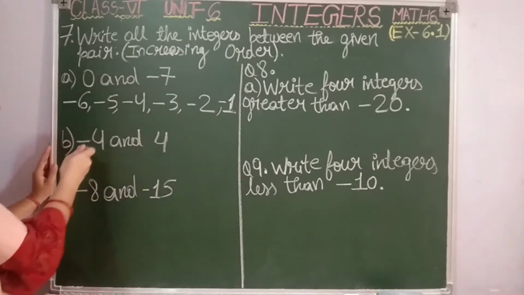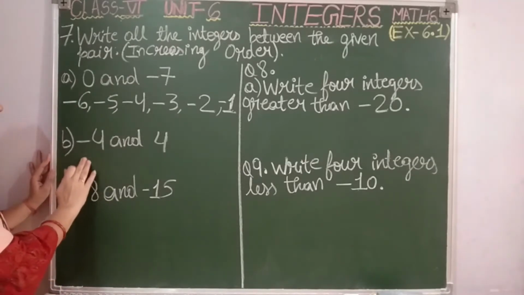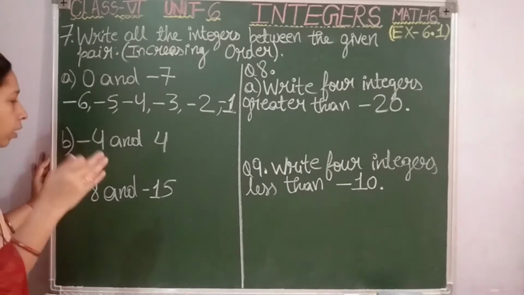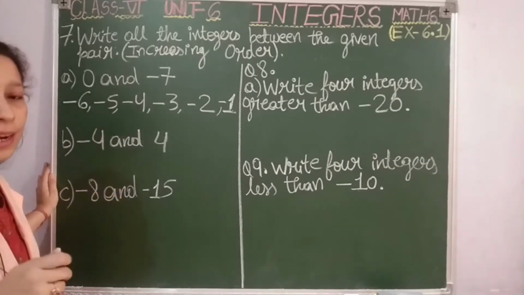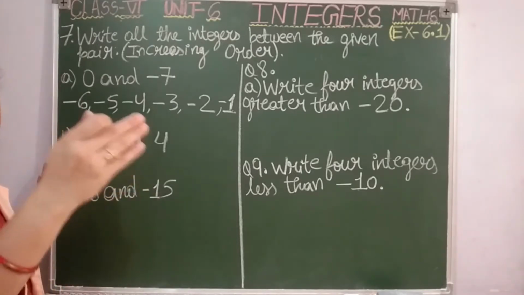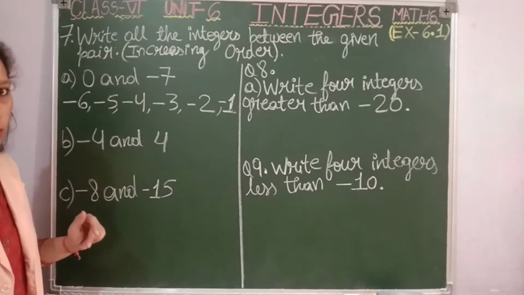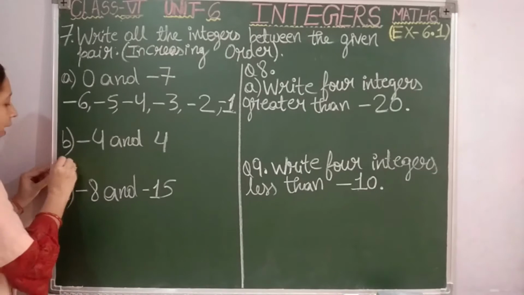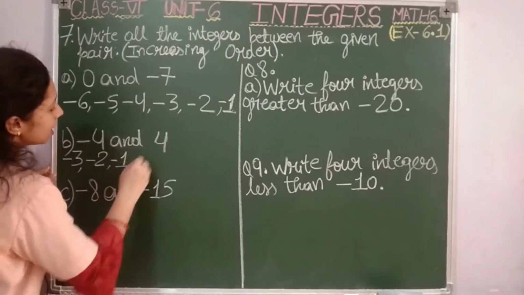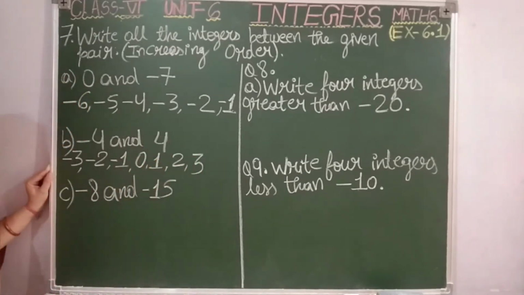Clear, students? In the same manner, point B and point C also we are going to do. Next pair is minus 4 and 4. So students, between minus 4 and 4, how many integers will come? Minus 4, then minus 3, minus 2, minus 1, 0, 1, 2, 3, and there you will get 4. Again, in increasing order you have to arrange. So I will write the smallest integer first: minus 3, minus 2, minus 1, 0, 1, 2, 3. See how easily we are able to solve the answer.